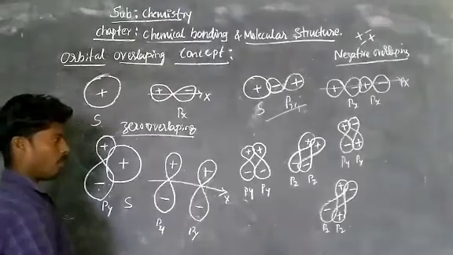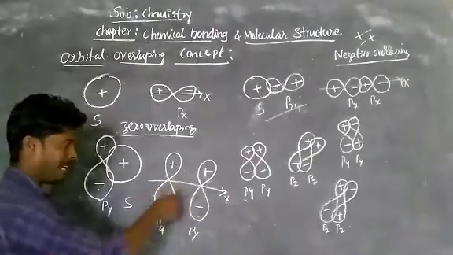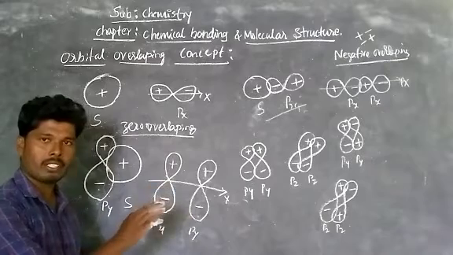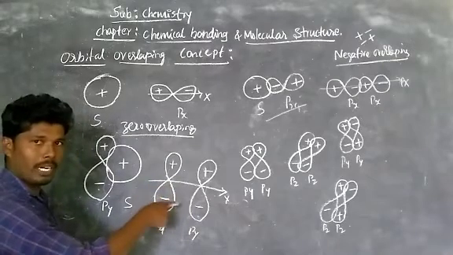If orbitals are present like that, this is called zero overlapping. Means orbitals are not overlapping.